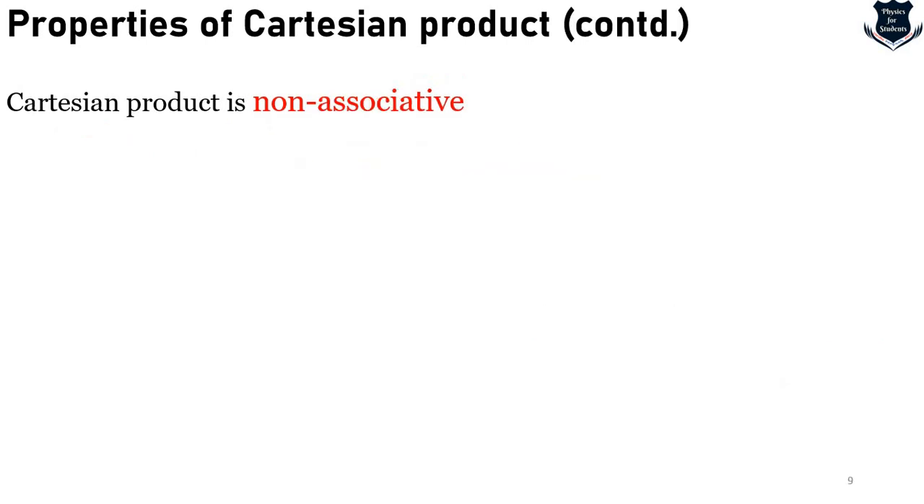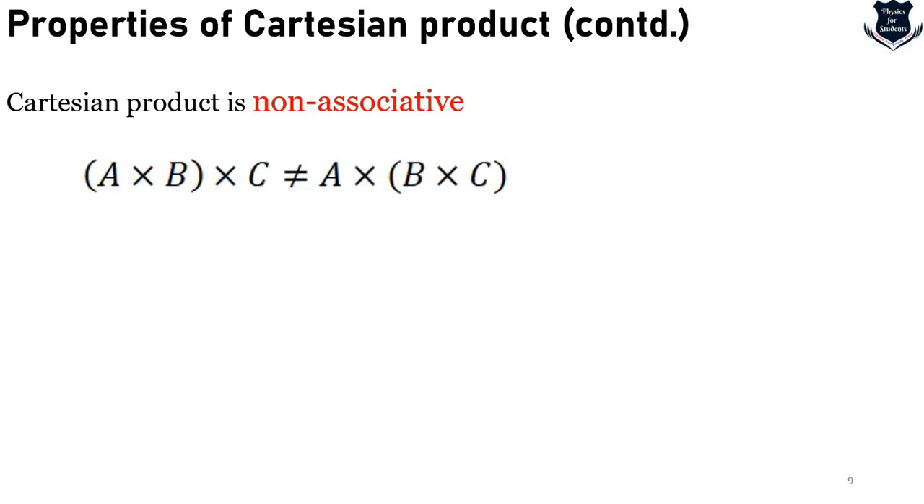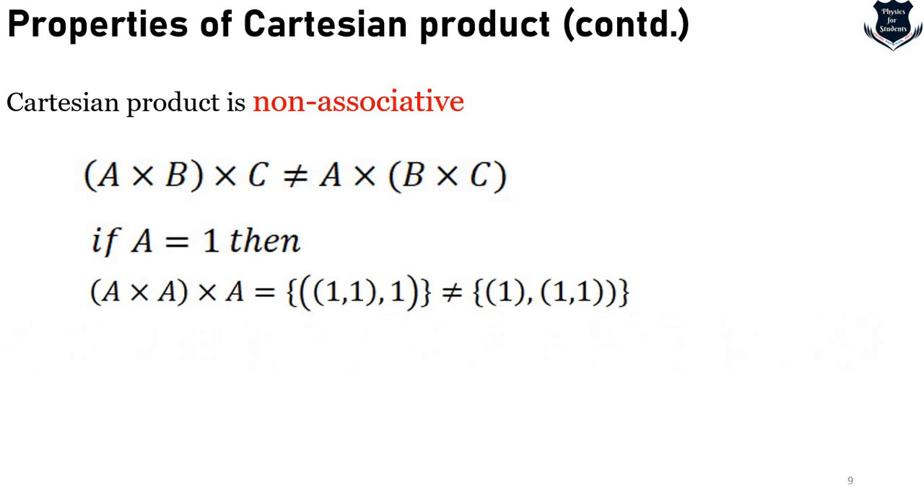Okay, so we come to the next one, which is that Cartesian product is non-associative. So (A × B) × C is not equal to A × (B × C). So we take A, if A equals 1, then this comes to be so, which shows automatically this is not equal to this. But we have to be aware that the Cartesian product is not associative unless one of the involved sets is empty. So that is how the non-associative property comes in.